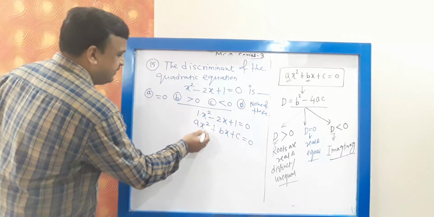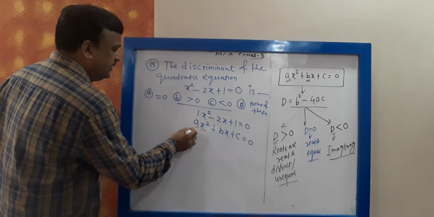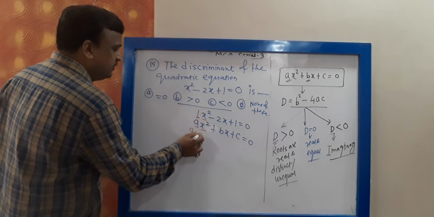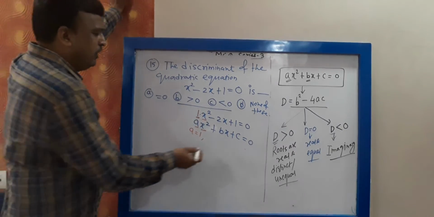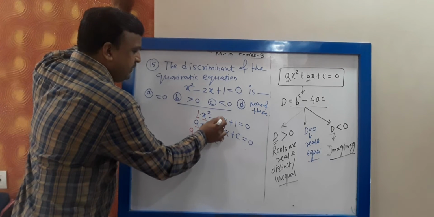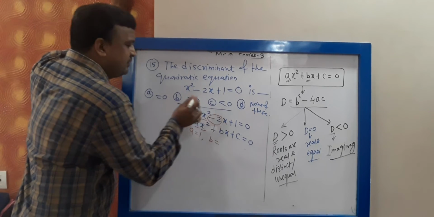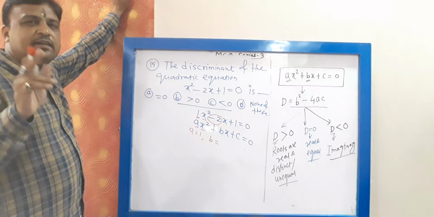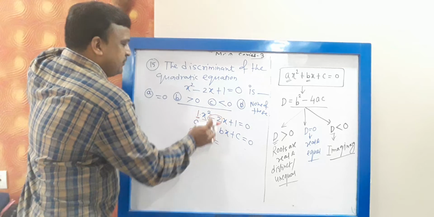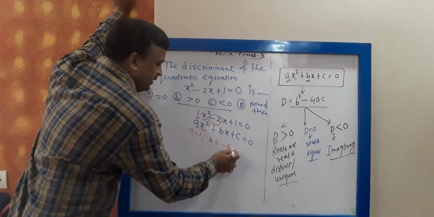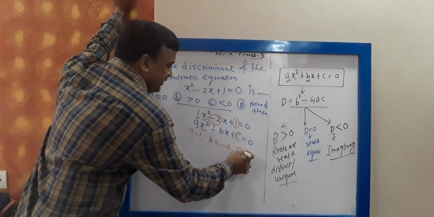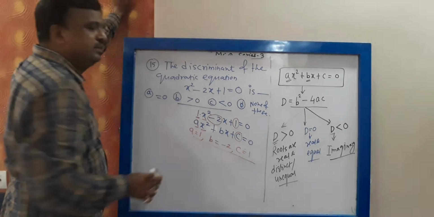What is the coefficient of x square? That is a. X square means 1x square, 1. So my a is 1. What is the coefficient of x? That is b. It is minus 2. This minus sign also you have to take. Coefficient of x is b, so b is minus 2. And constant term is c, constant term is 1. c is equal to 1. So we have found the values of a, b, c.